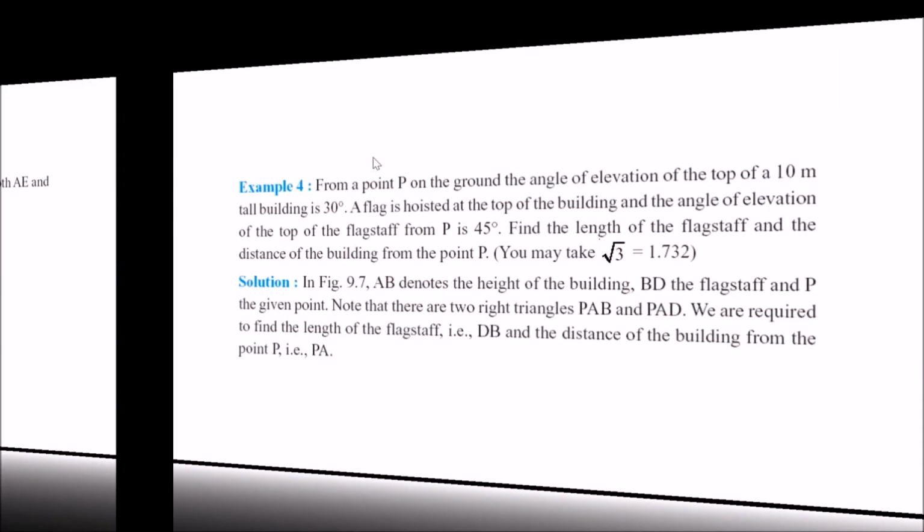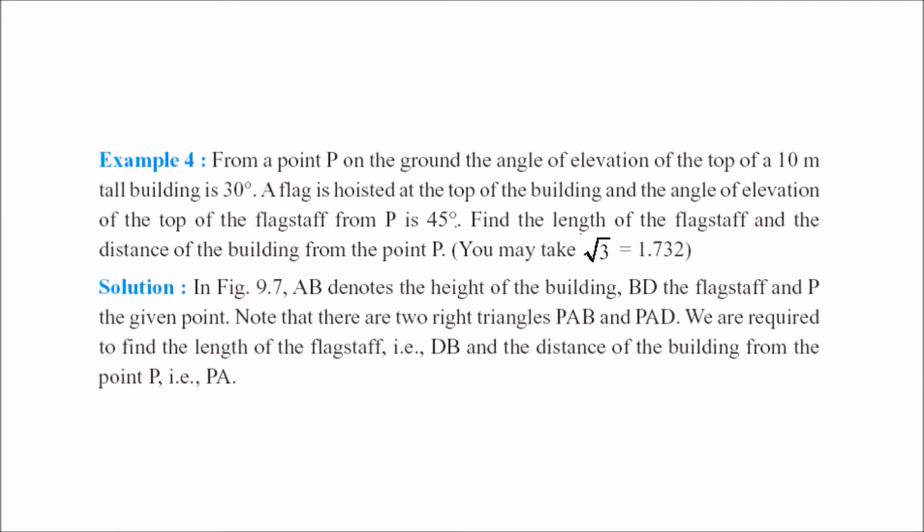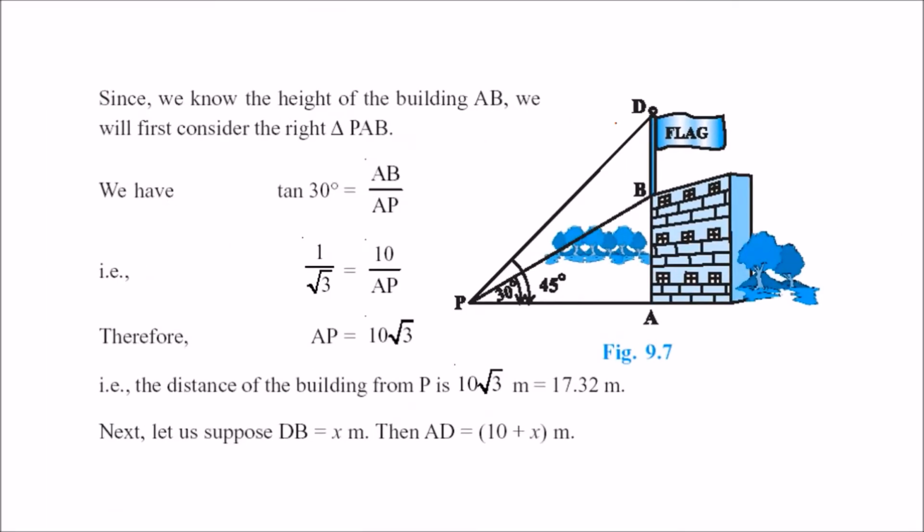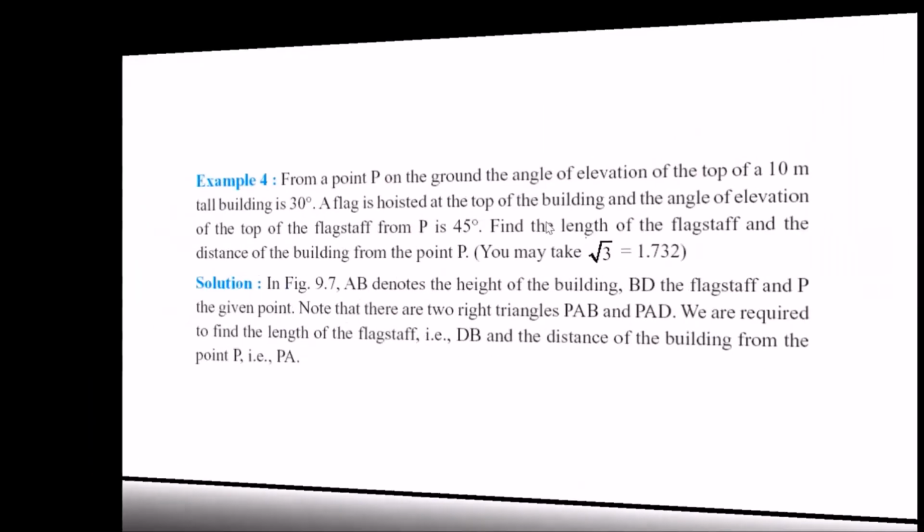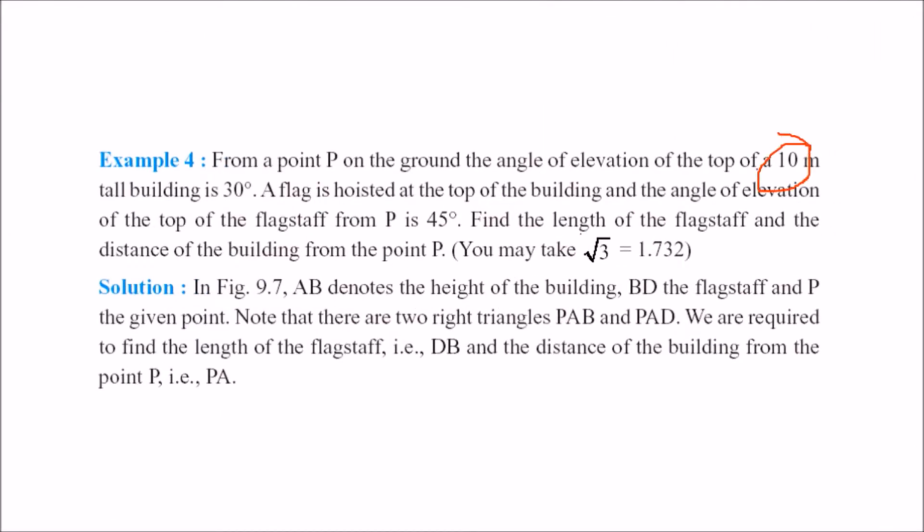We have a question. I will see the question here. Okay, there is a point, there is a building, and there is a flagstaff. If we see at the top of the building, the angle is 30 degrees. If you see at the top of the flagstaff, the angle becomes 45 degrees. So we have to find out the height of the flagstaff. The height of the building is given to us. This is 10 meter tall building. So let us see how we are going to find out.